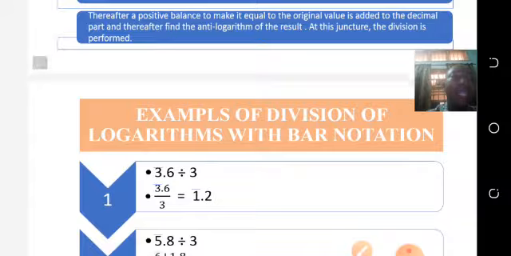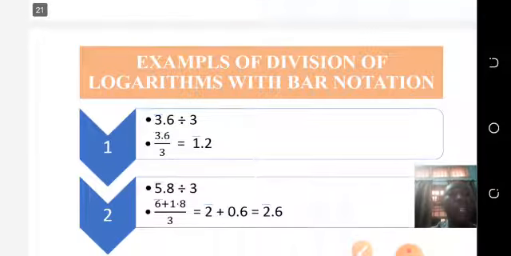Let me quickly run you through a mental sum class, and that is why I call this examples of division of logarithm with bar notation. Remember, when a characteristic is negative, we put it in bar under logarithm. That is, when you express a number in standard form and it gives you a negative, that negative, which we normally call the characteristic, is always pronounced as bar, not negative this time around.